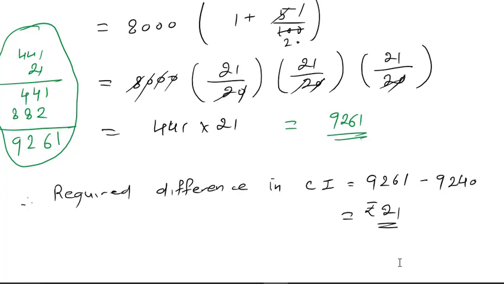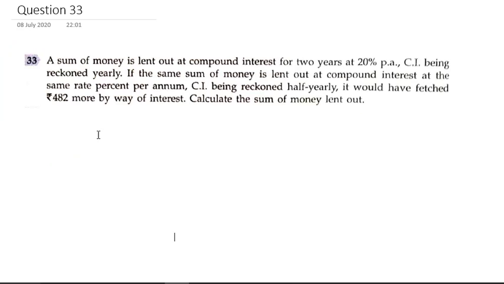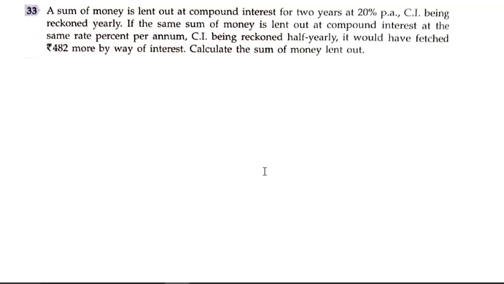Now let us see the next question, question number 33. A sum of money is lent out at compound interest for 2 years at 20% per annum. Compound interest being reckoned yearly, means we are charging compound interest yearly. If the same sum of money is lent out at compound interest at the same rate per annum, compound interest being reckoned half yearly, it would have fetched 482 more by way of interest. So when we are doing calculation half yearly, then for 2 year we are getting rupees 482 more.